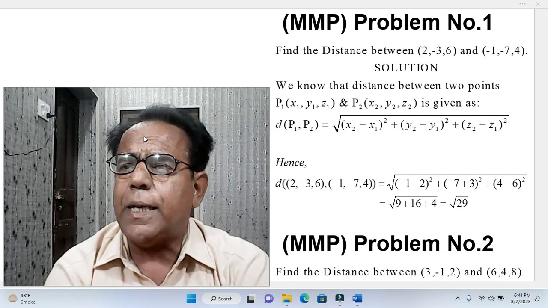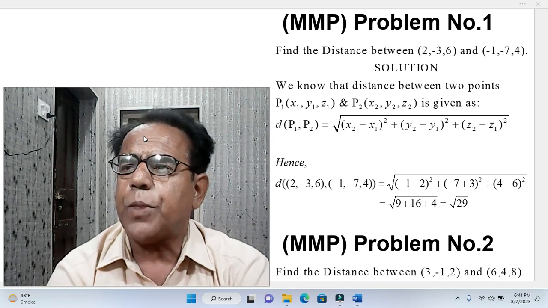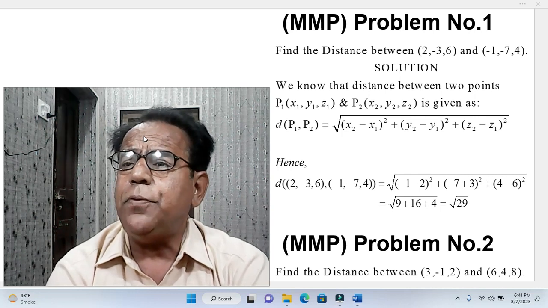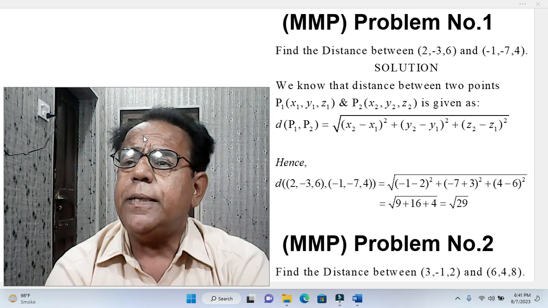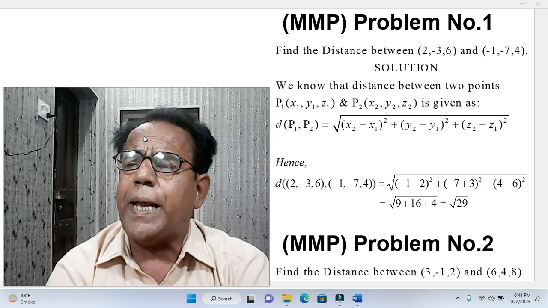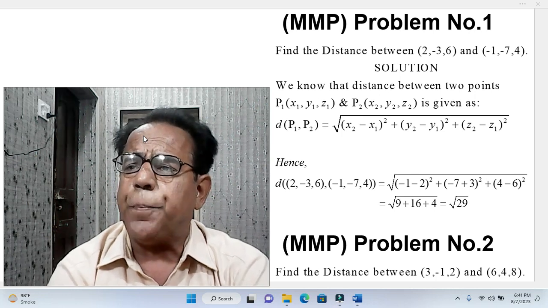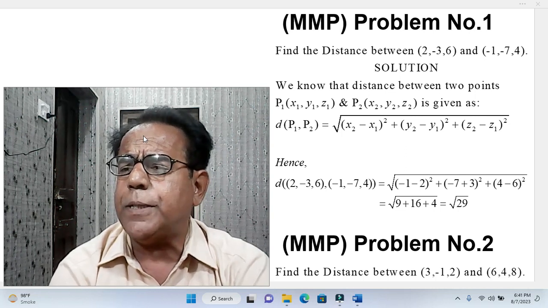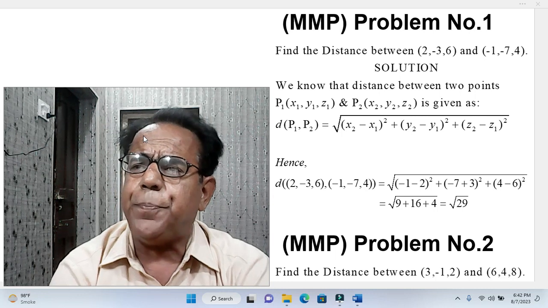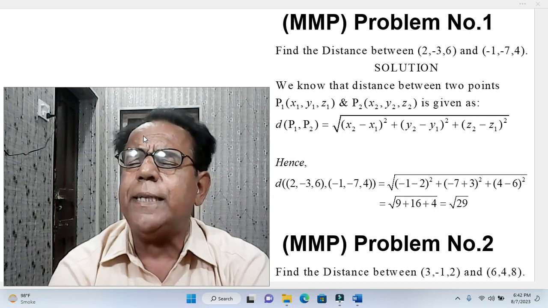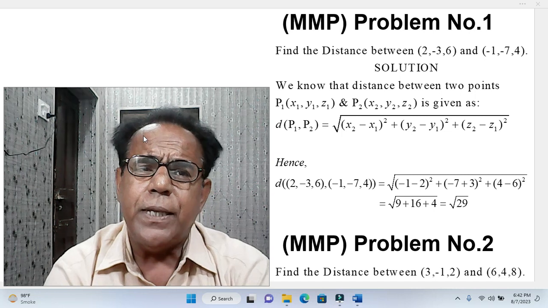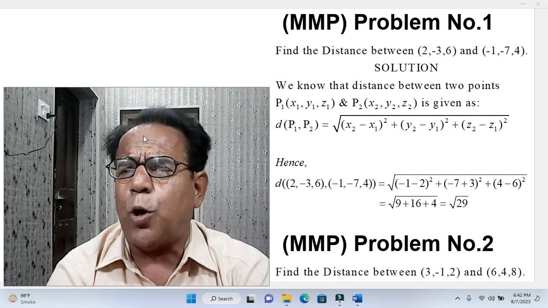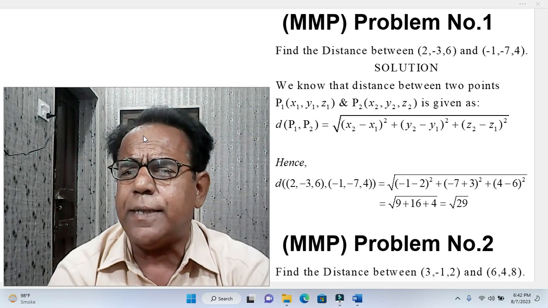MMP, Mathematical Methods in Physics, problem number 1. Dear students, this first problem comes as an example in that book, while the remaining next 2 problems have been chosen from exercises. It does not make any difference whether we choose example or problem. We are concerned with the contents.